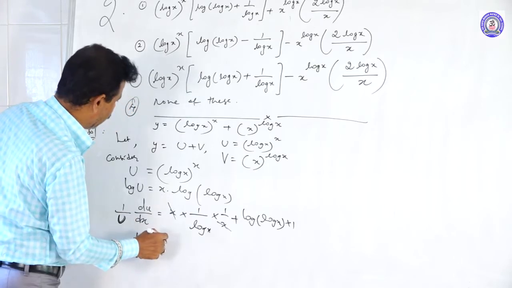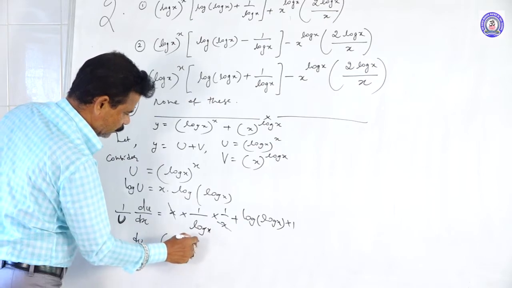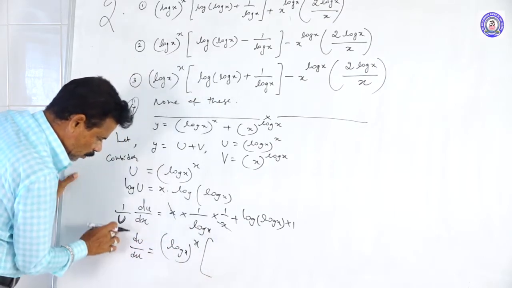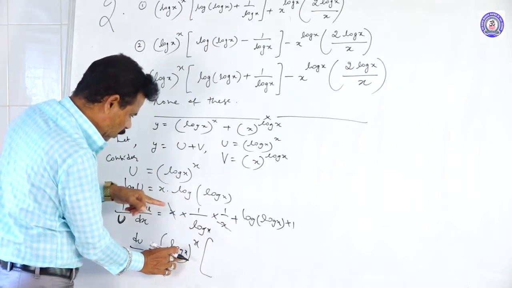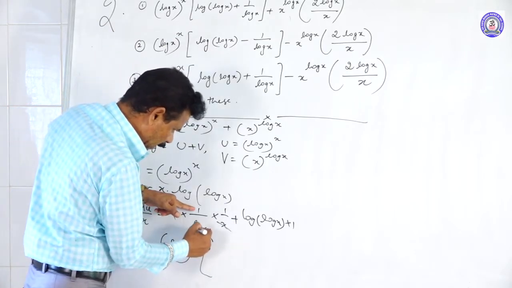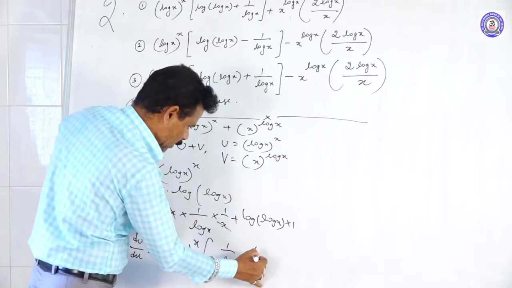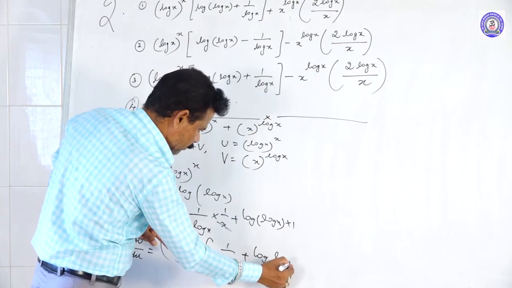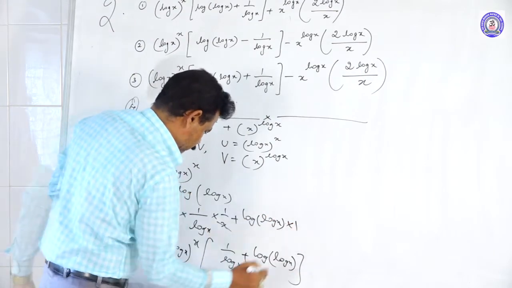This u is taken outside, so du by dx finally is u, this u right here. u means (log x) power of x. This is u, I wrote it here. Next, simplification: 1 by log x plus log of log x. Close. This is the multiplication of the u.